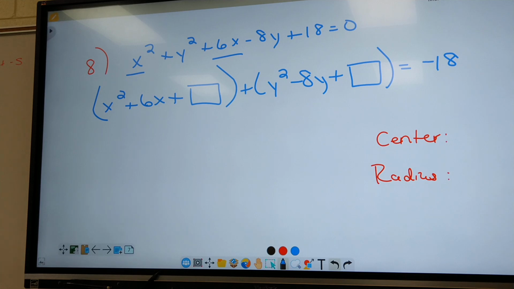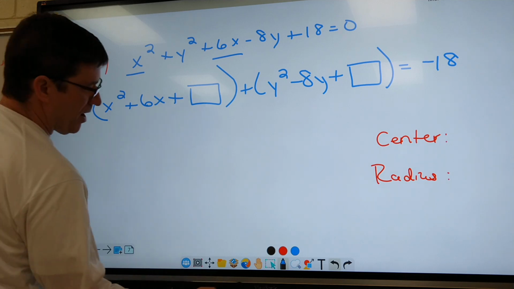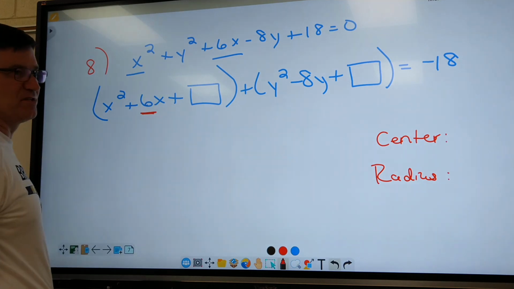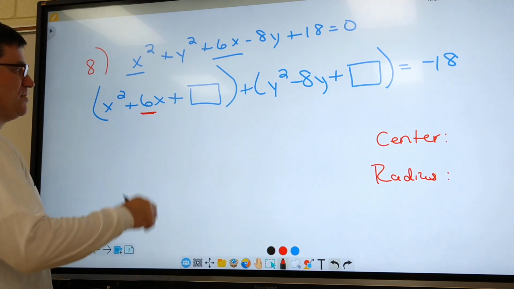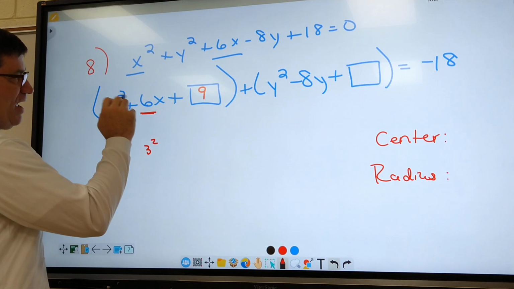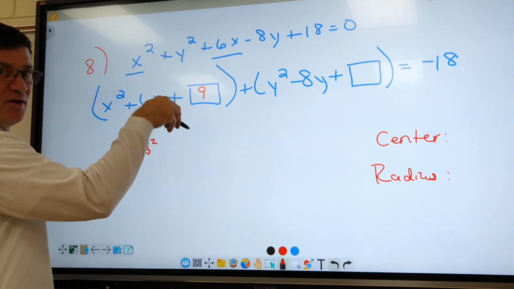All right, you ready, Taylor? To fill in the box now, take half of this number. What's half of 6? 3. And then square it. 3 squared is 9. That's how you do it. Take half of 6 and then square that number.